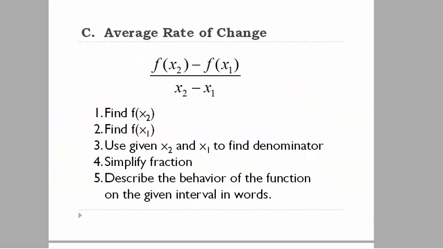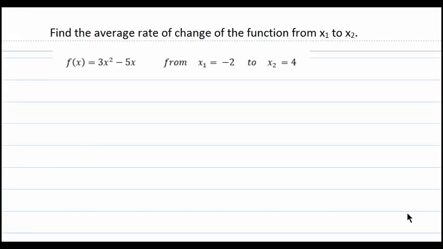Average rate of change. When you're asked to find the average rate of change, you're given a function. So you're given the function and two x values. So I'm going to plug in one of my x values, get my y, plug in my other x value, get my y, plug it into the fraction, and you simplify the fraction. All right, let's look at this example of find the average rate of change of the function from x sub 1 to x sub 2.